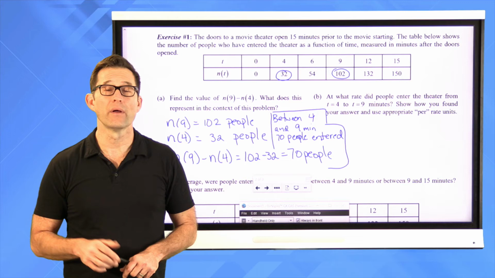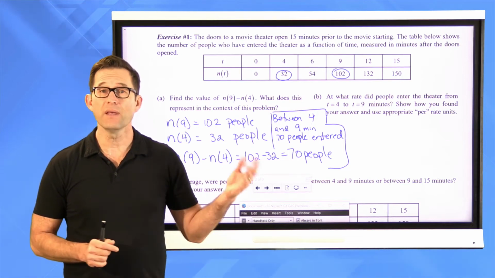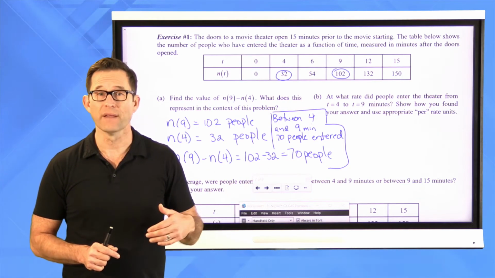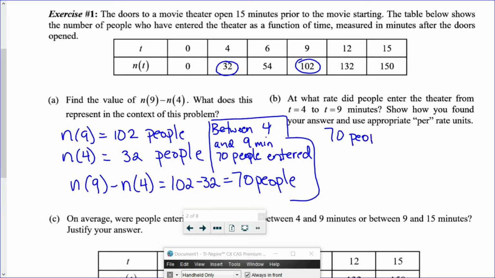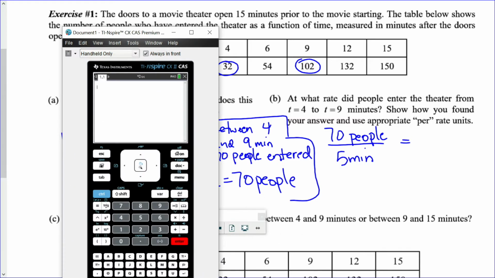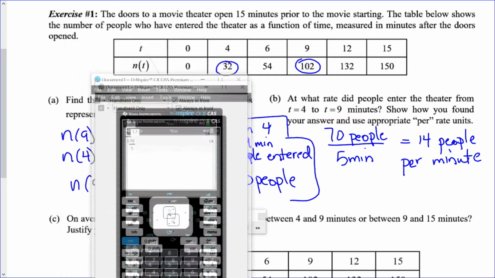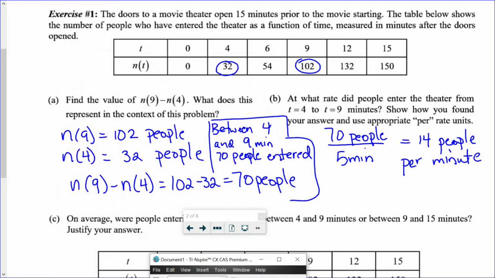Well, this is really all about understanding division, right? 70 people entered the room over 5 minutes. So if I divide 70 people by 5 minutes, now I'm going to pull my calculator out really quick, right? That's why we want to have it. 70 divided by 5. What I find is that there are 14 people per minute who have entered into the movie theater, right?